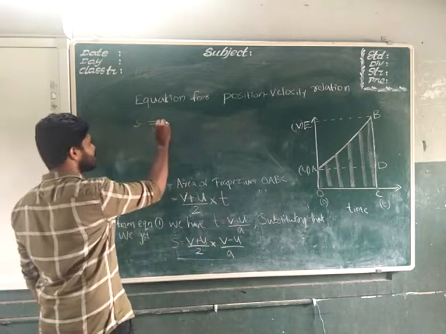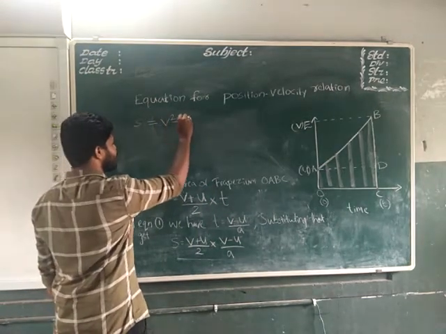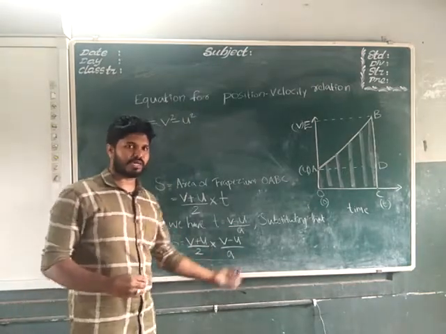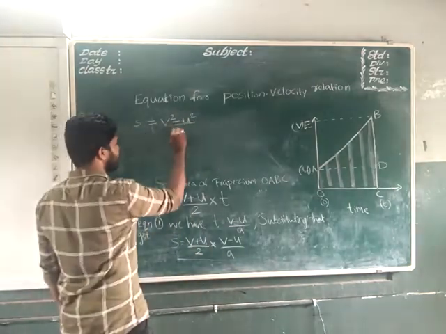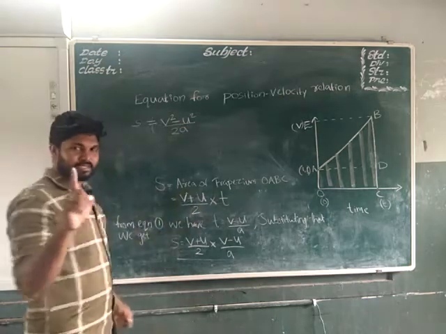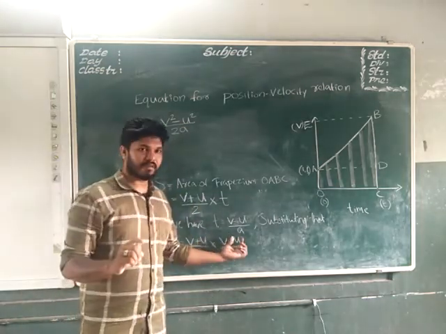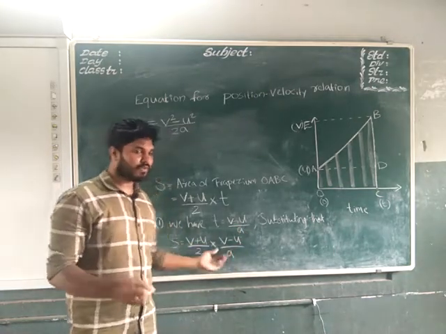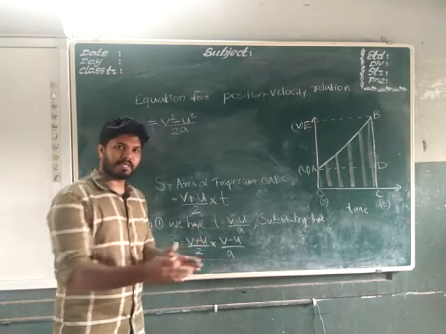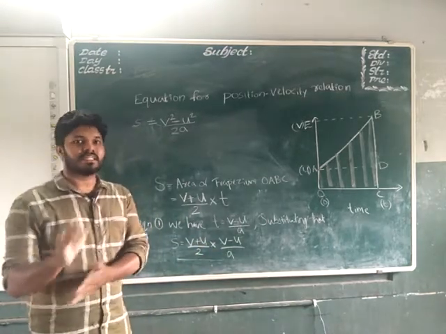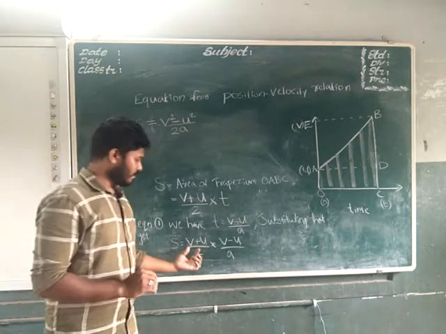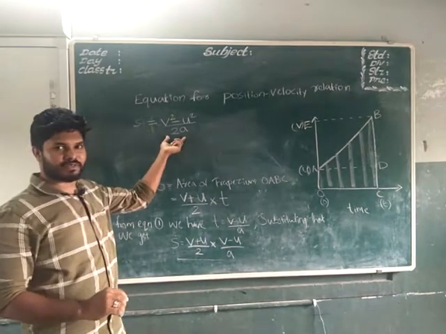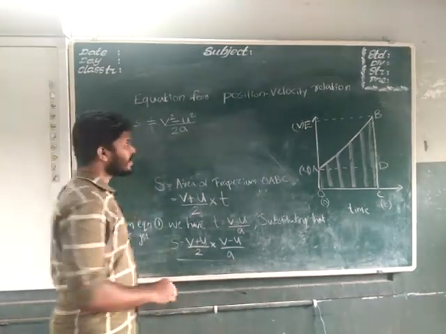So s is equal to (v square minus u square) divided by 2a. See, the only confusing step is taking the value of t equal to (v minus u) by a and substituting that value. Then we already know (a plus b) into (a minus b) equals a square minus b square. That's a mathematical formula. So based on that, (v plus u) into (v minus u) equals v square minus u square, divided by 2a.